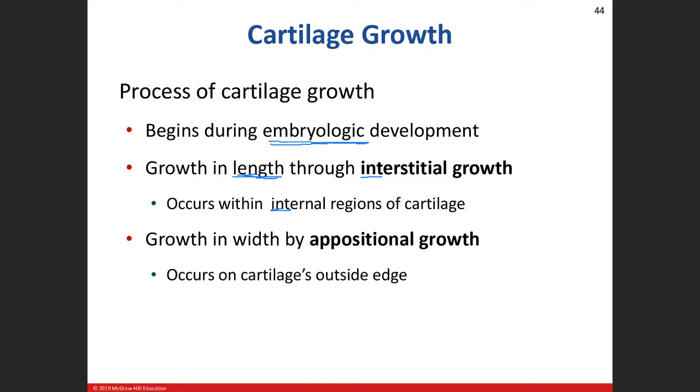Okay? The other type of growth is known as appositional, and that's on the outside. All right? And that has to do with width, like a tree. A tree grows by apposition. It grows both ways, actually, because it goes taller. So think of it like a tree. As the tree grows taller, that's the interstitial growth. As it gets thicker and wider, that's the appositional growth. But that occurs on the outside.